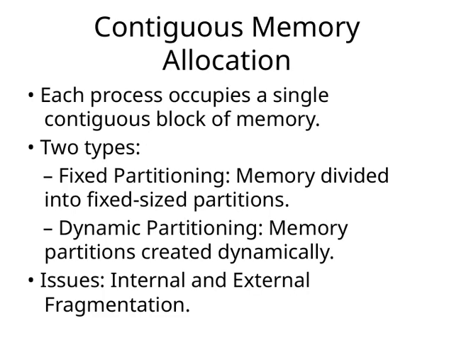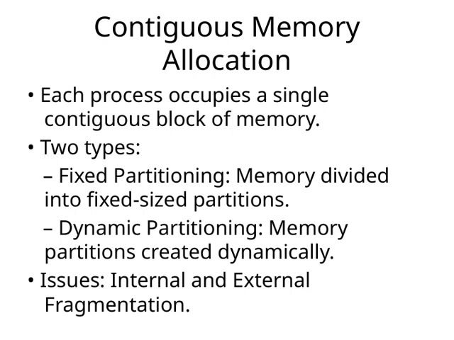Let's talk about contiguous memory allocation. In this method, each process is assigned a single contiguous block of memory. This means that the process's memory space is located in one continuous segment, which makes access straightforward and efficient. Now, there are two main types of this allocation strategy. First, we have fixed partitioning, where the memory is divided into fixed-sized partitions, regardless of the process size. This approach is simple but can lead to some inefficiencies.